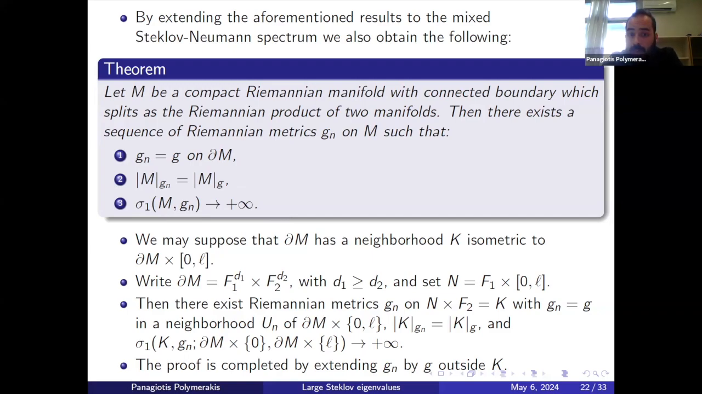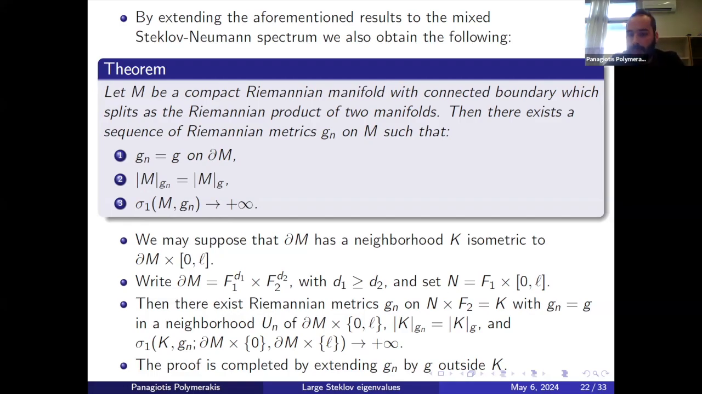And now our assumption is that the boundary is the product of two manifolds, say F1 and F2, the dimension of F1 greater or equal to the dimension of F2. And then we set N, as in the previous result, to be F1 times the interval L, and then the cylindrical neighborhood of the boundary is actually the Riemannian product of N with F2, where the dimension of N is strictly greater than the dimension of F2.